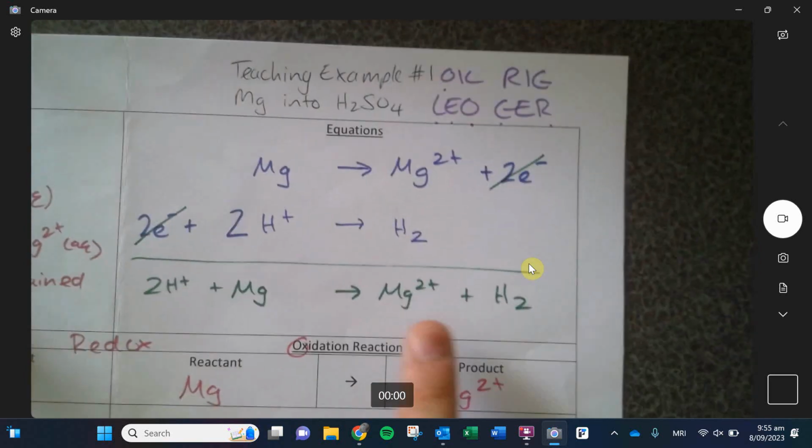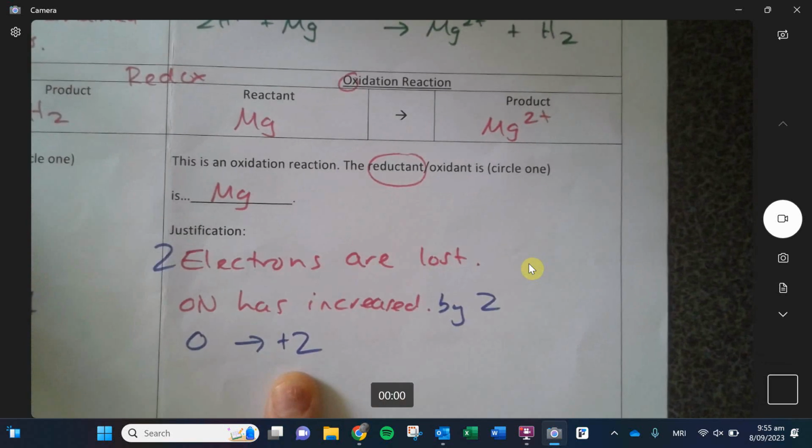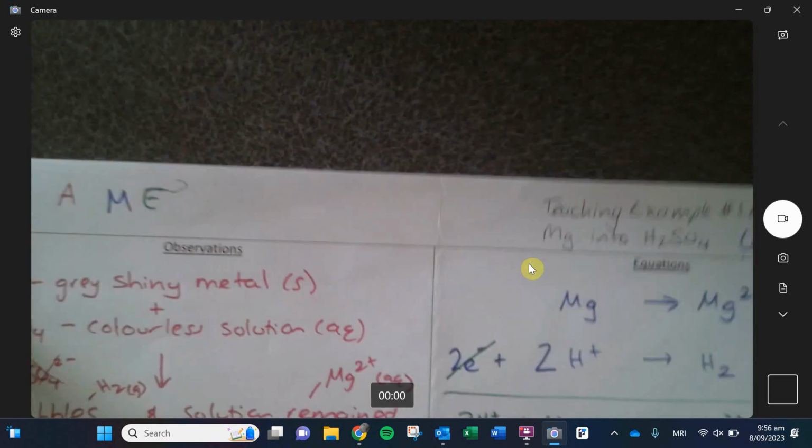Other thing to check is making sure you have the positive and negatives on the right side of the number. Remember, it goes after the number when we're referring to charge, but before the number when we're referring to oxidation number. That is something I will be checking. All right? It's important for our language.